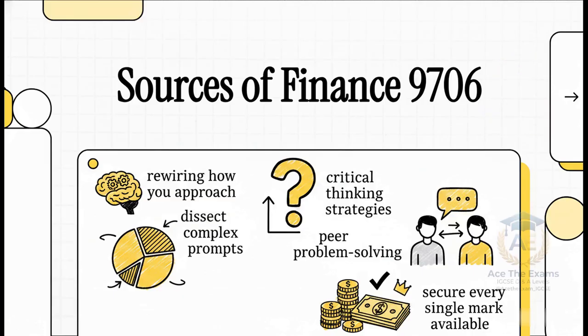Over the next 15 to 20 minutes, we are going to completely rewire how you approach these high tariff questions. We're going to dissect complex 15-mark prompts, master time allocation, deploy critical thinking strategies, and actually analyze peer problem solving, right here together. By the time we wrap up this masterclass, you won't just know the textbook facts. You're going to know exactly how to manipulate those facts to squeeze every single possible mark out of the examiner.